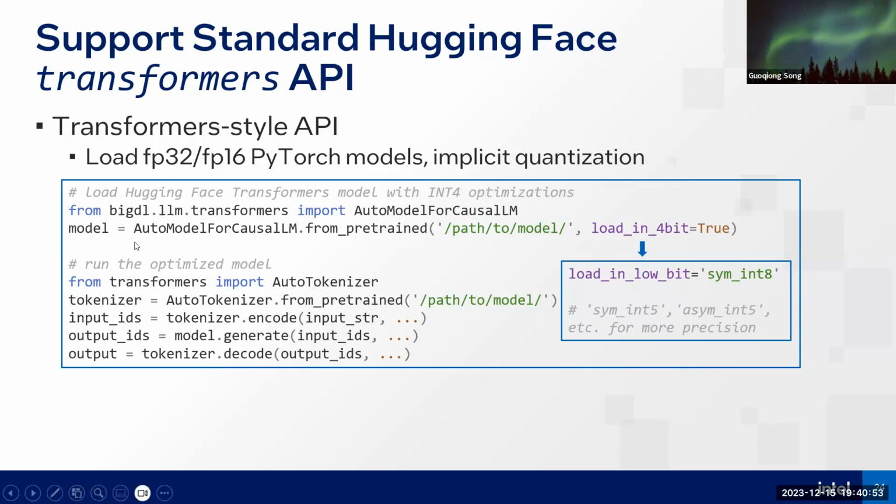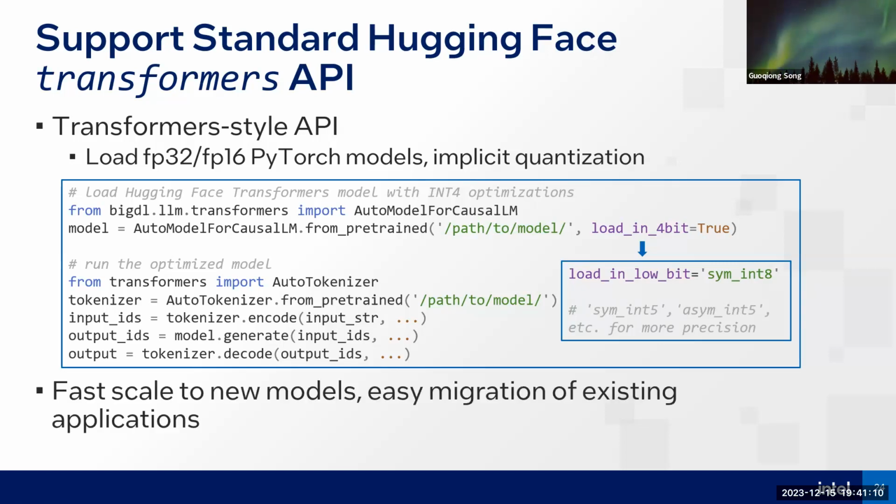So with just one line of code change, from BigDL-LLM transformers import AutoModelForCausalLM, you will get the benefit of BigDL-LLM, which has the most recent optimizations. It's pretty fast to scale to new models, and we have very easy migration of existing applications.